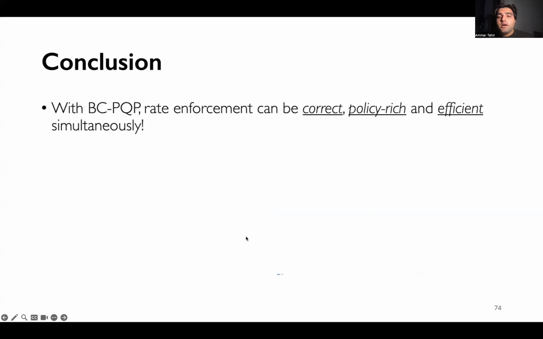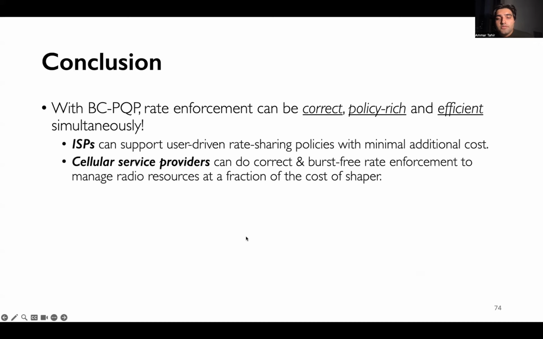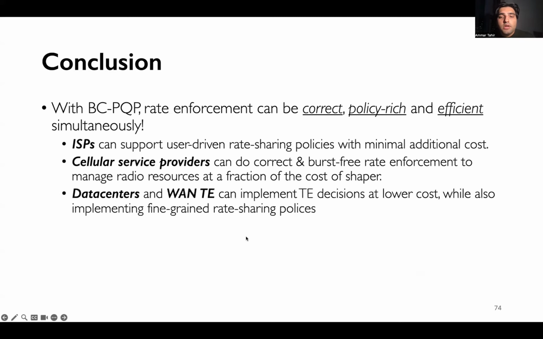To conclude, in our work, we've shown how you can do correct, policy-rich, and efficient rate enforcement simultaneously. This can enable several use cases for network operators. ISPs can give users the ability to customize how their internet bandwidth is shared across their devices and applications at almost the same cost as a policer. Cellular service providers can use BCPQP instead of Shapers to get burst-free rate enforcement for video traffic at a much lower cost. Data centers can use BCPQP to implement fine-grained policies like weighted fairness and prioritization when doing rate enforcement based on their TDCNs.